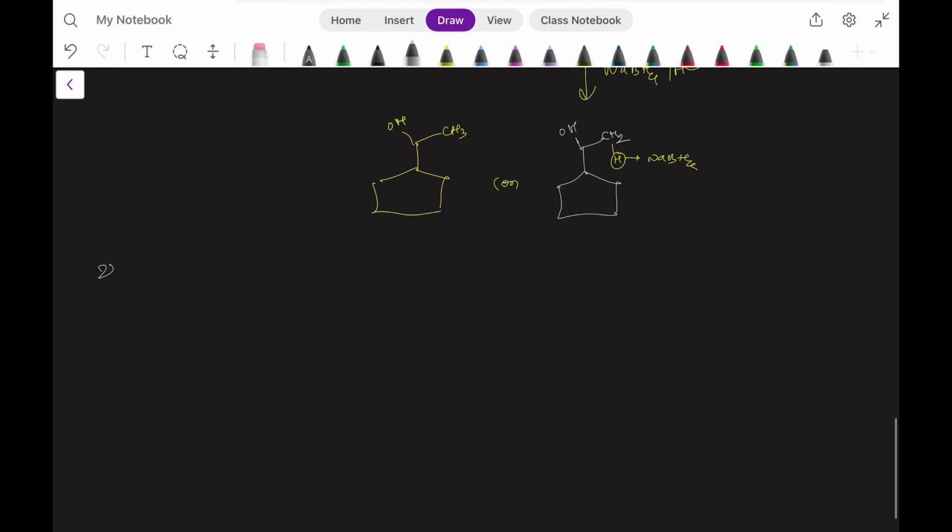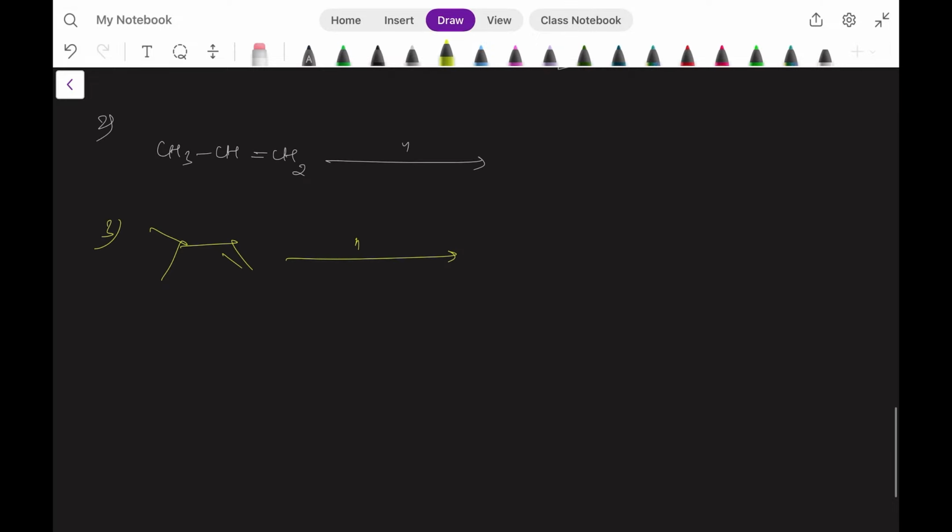I hope you understood the question. Example number 2: CH3 CH double bond CH2, same reagent. What could be the product? Try to solve it yourself. Again, same reactant. Take it as homework. Let me know the answer.